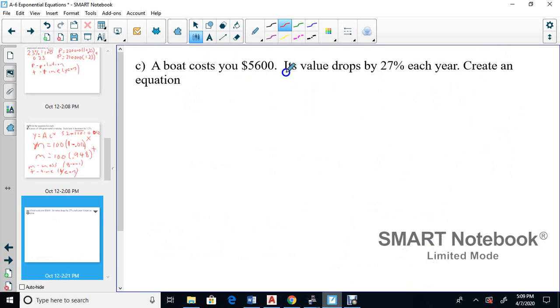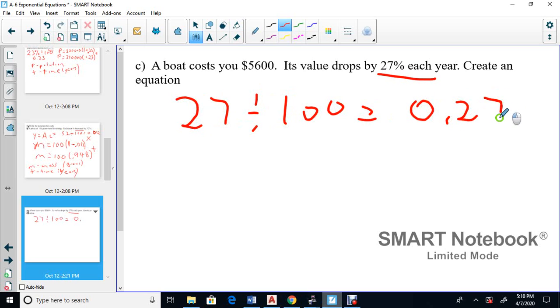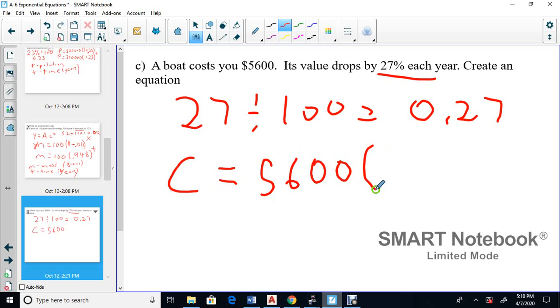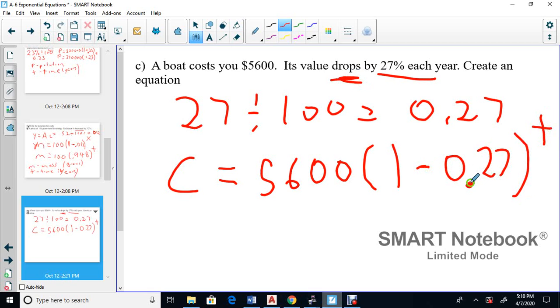Okay, a boat costs $5,600. The value drops by 27%. Create an equation. I think I prefer the first method I did. I'm going to go 27 divided by 100 to find my percent. So I get 0.27. Then I'm going to say a boat, so cost. So I'm going to put C for cost. C equals, you put your initial value, put a bracket, 1. Now it drops or decreases, so it's minus 0.27 each year to the time.